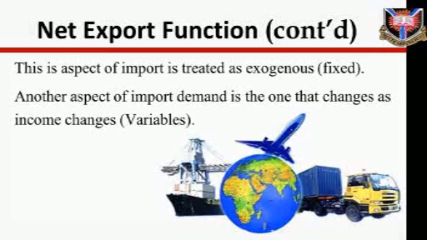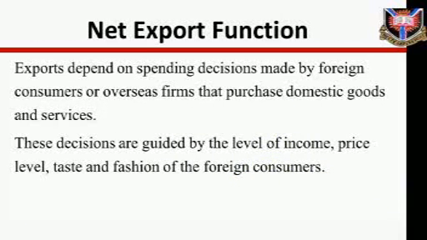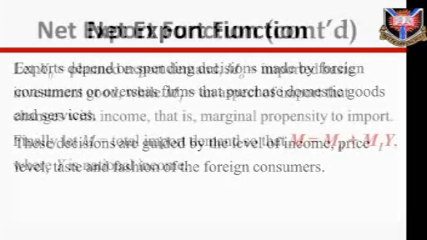Another aspect of import demand is the one that changes as income changes. When income rises, this aspect of import demand rises as well, and when income falls, it falls. Therefore, we have two components of import demand: the one that is fixed and the one that varies with income. Because export is exogenous, while a part of import is an increasing function of income, net exports are negatively related to national income, or national output.